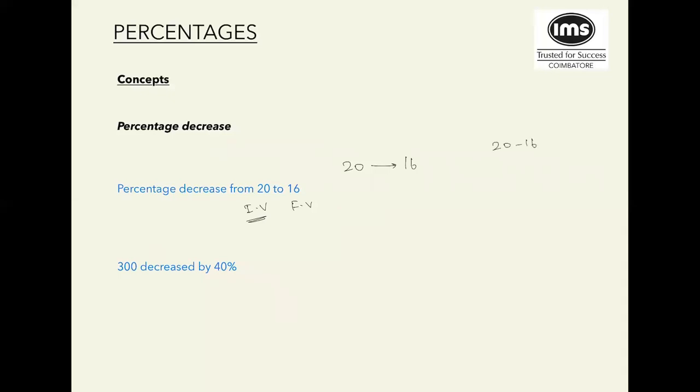20 minus 16 by the initial value into 100. So this is 4 by 20 into 100. So this is 20%, 1/5. So 20 is decreased by 20% to become 16. So it is the initial value minus final value by the initial value into 100. That is how we find out percentage decrease in a value.